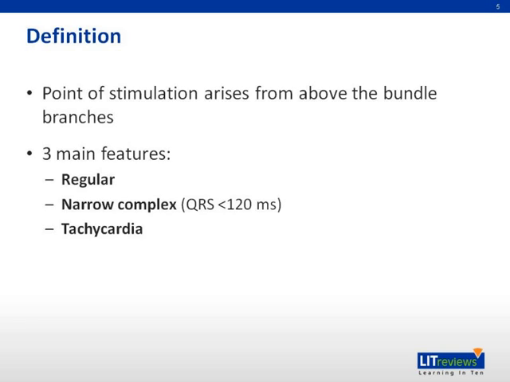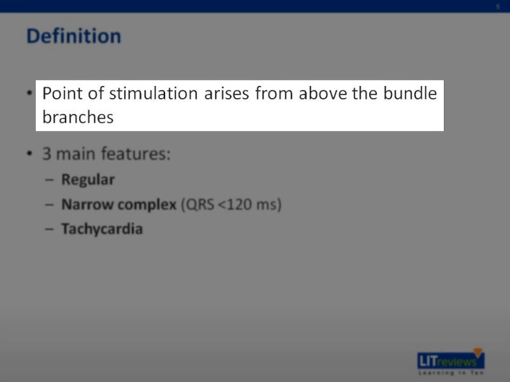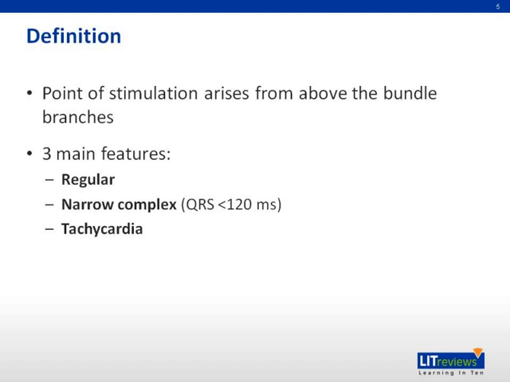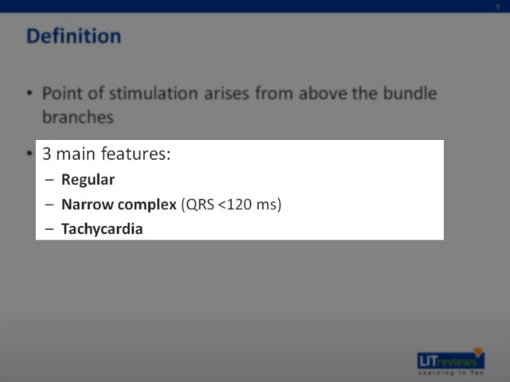Supraventricular tachycardias are defined as narrow complex tachycardias where the point of stimulation arises from above the bundle branches. There are many types of SVTs, as will be shown in the next slide, and some are more common than the others. However, in our local context, it is used interchangeably with paroxysmal supraventricular tachycardias, which make up a majority of the SVTs. The three main features of paroxysmal supraventricular tachycardia are that they are regular and have narrow complexes, which means that the QRS complex is less than 120 milliseconds, and that it is a tachycardia with rates usually around 150 beats per minute and above.